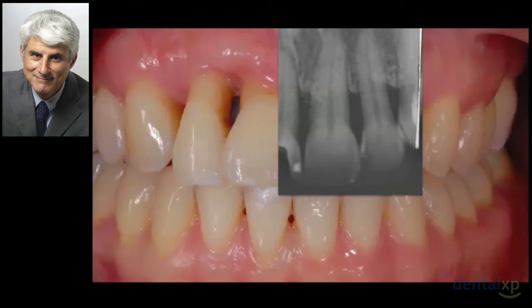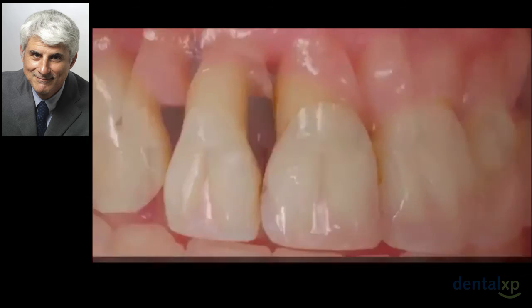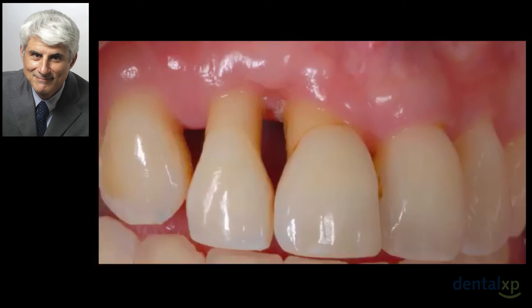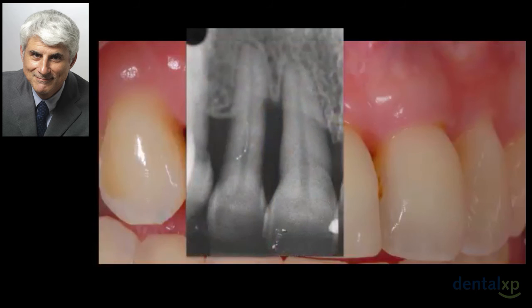On the left side, this is the situation, and on the right side, the situation is the following. It's even worse. Let's see the X-rays. Okay. So at this point, we were quite in doubt what to do.